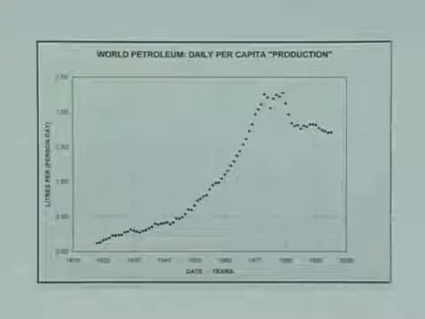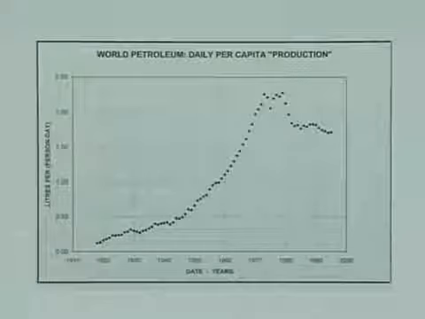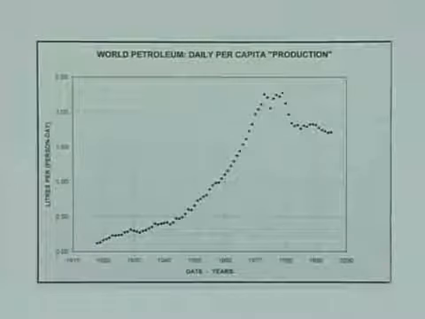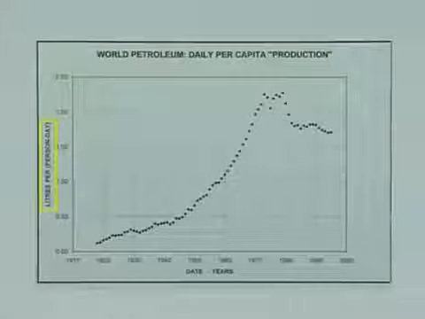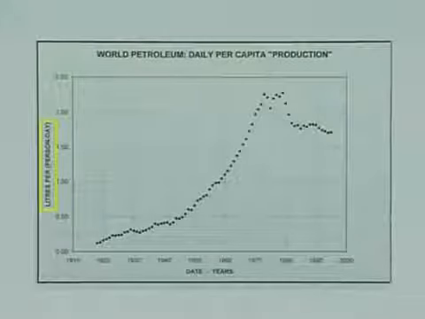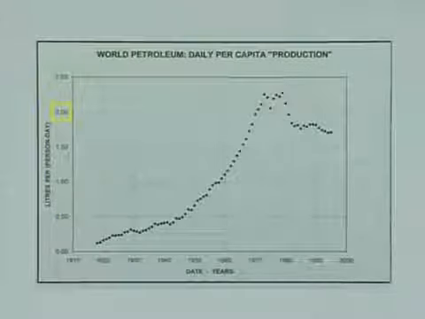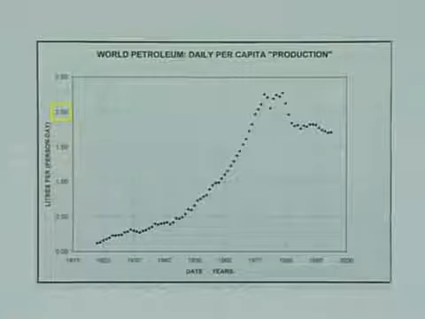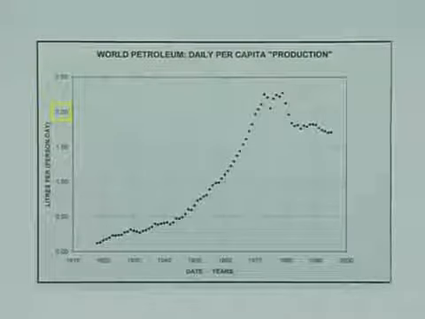Let's take another look at world oil production. Now the graph here is slightly different from the one I showed earlier. What I'm showing here is per capita production of oil, which means that at every point I take the world production divided by the world population that year. Now the scale here on the vertical axis is liters per person each day. There's the number 2. Now 2 liters a person a day, 2 liters is about half a gallon.